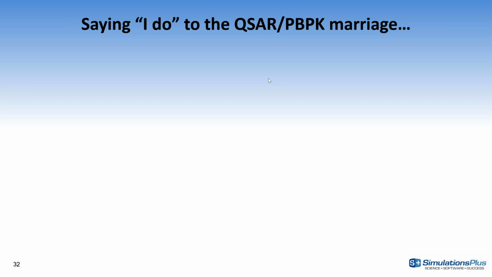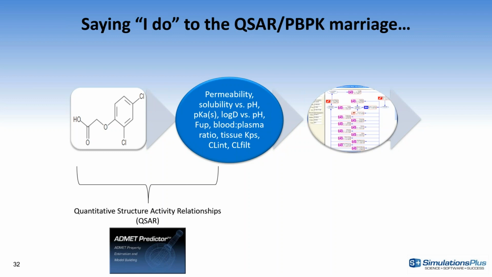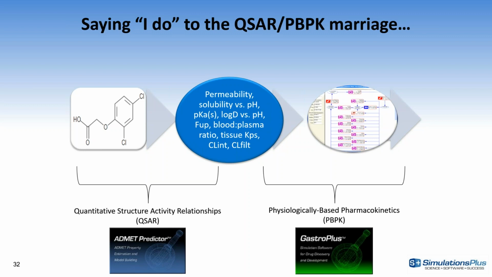So this next slide talks about the integration of the QSAR models with PBPK. Basically, the goal is to take a 2D structure of the molecule, calculate various properties, and then perform a PBPK simulation of the compound. The properties are calculated with quantitative structure activity relationships, which has been the focus of the talk up to this point. And now we'll show how these are integrated into GastroPlus to create PBPK models.